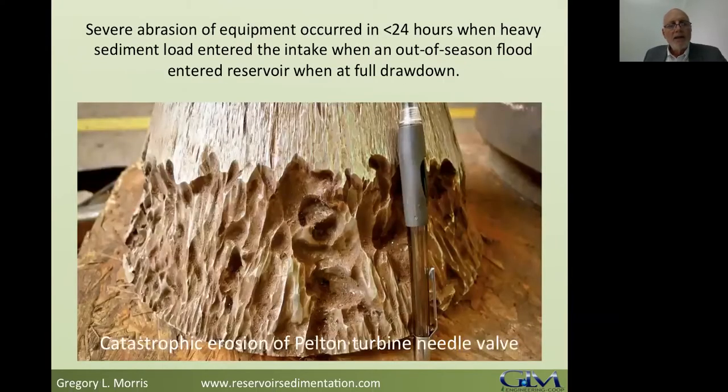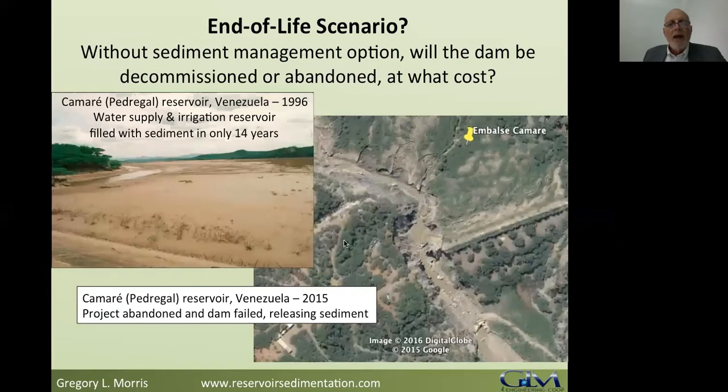Another impact is, of course, damage to equipment. This is a needle valve out of a plant in South America that was subjected to a very severe drawdown. They dropped sediment into the turbines, and this damage occurred in less than 24 hours. So sediment, particularly the sandy sediment that you see in river deltas, reservoir deltas, you need to keep those away from your equipment. And finally, what is the end of life scenario?